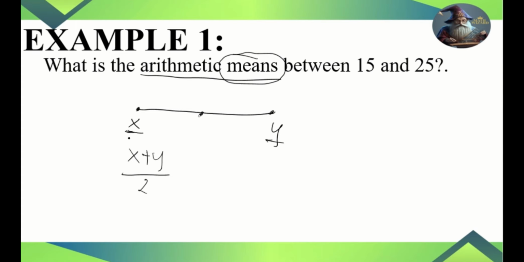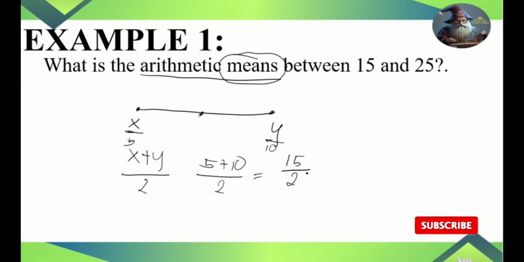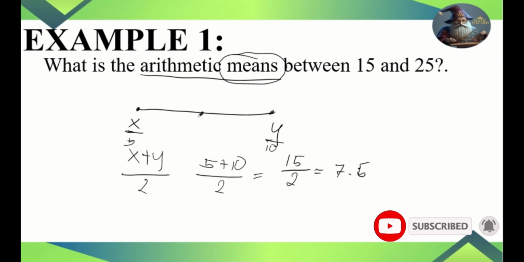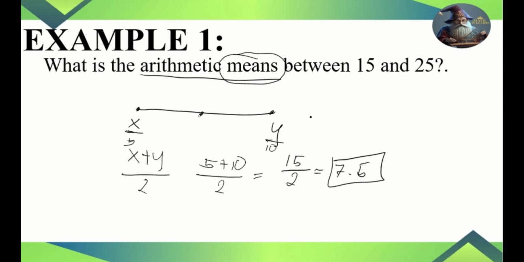Okay, kung number ito, pwede natin siyang isosolve. Halimbawa, yung x natin ay 5, and then itong y natin is 10. So, ang gagawin natin is 5 plus 10 divided by 2. Okay? So therefore, 5 plus 10 is equal to 15 divided by 2. So therefore, the answer here is 7.5. Ngayon, itong 7.5, yan yung tinatawag nilang arithmetic mean. Okay?